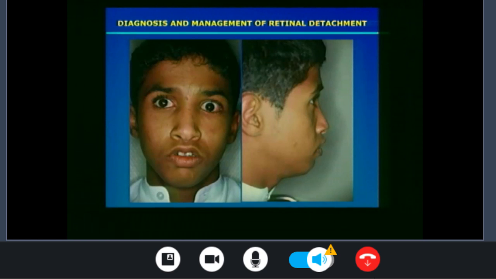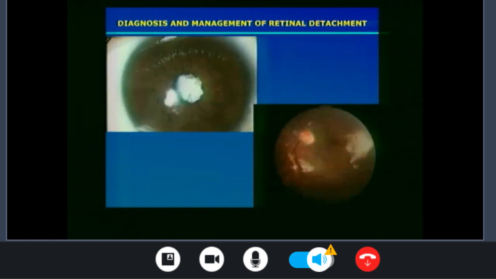Using silicone oil tamponade, but also you can see the poorly developed nasal bridge, the hypoplasia of the mandible, hypoplasia of the maxilla, the high arched palate. And this is the eye that had chronic retinal detachment, and this is the eye that we operated, and then we successfully removed the silicone oil.